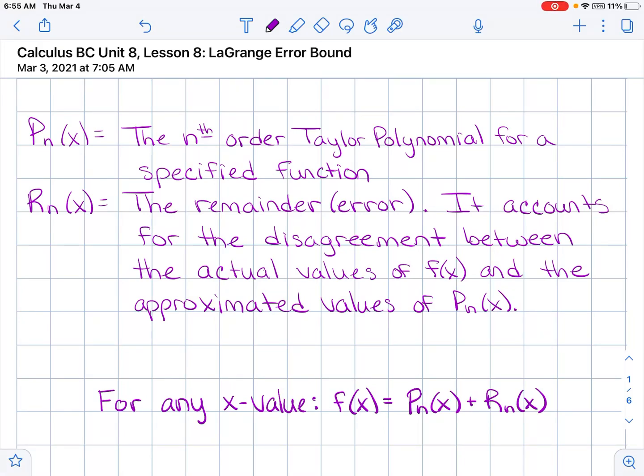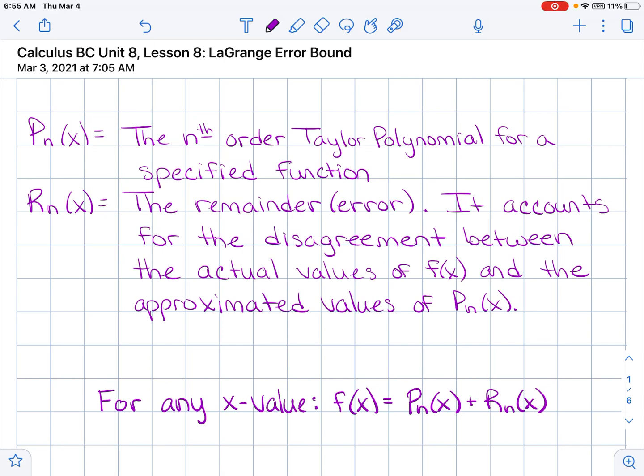In the last few lessons, we've been writing a polynomial to fit a function, but not all of those polynomials fit the function perfectly for every x value. So we're off by a little bit. What these next two units are going to be discussing is how far off we are from the actual value. So we're looking at what's called the Lagrange error bound.